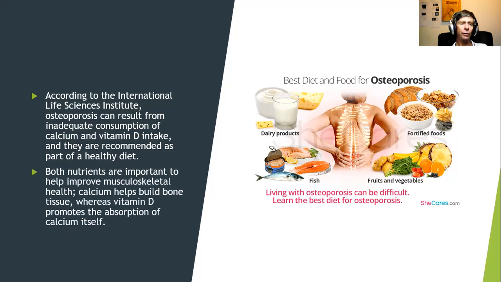Now, both of the nutrients of calcium and vitamin D are important to help improve musculoskeletal health. Calcium helps build bone tissue, whereas vitamin D promotes the absorption of the calcium itself. So you can have the calcium from the dairy, for instance, but if you're not getting the vitamin D, the calcium isn't being absorbed.